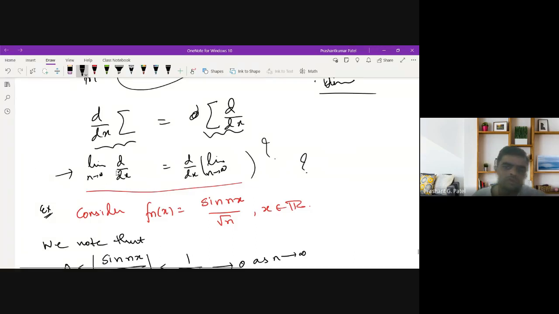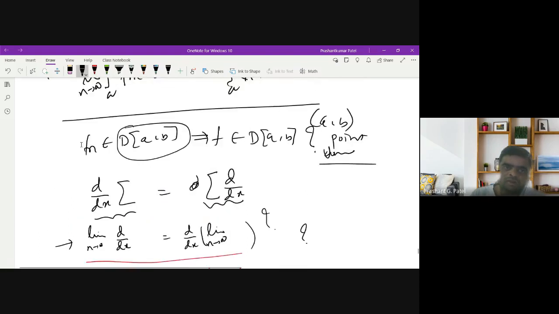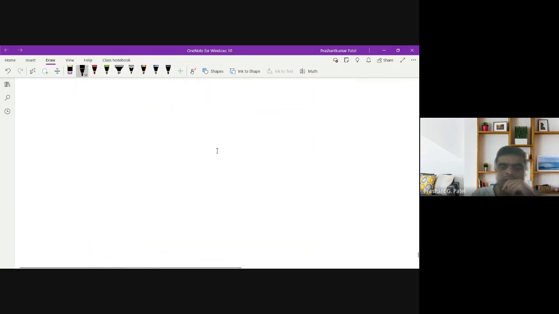The obvious question one can ask is, then what should be the condition in which this is true? The next question is, if each fn is differentiable, can we say that f is also differentiable? So for that we'll discuss the next example.